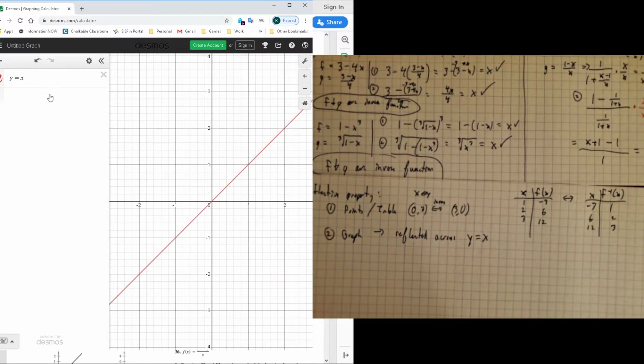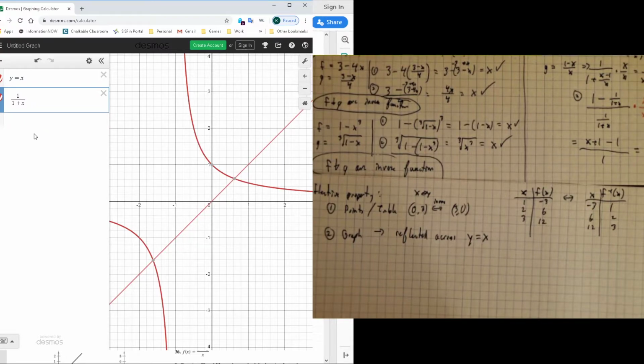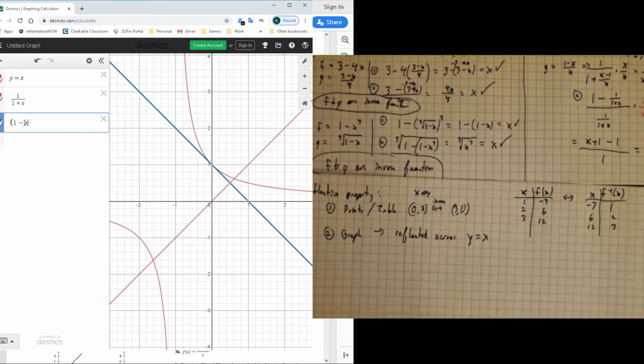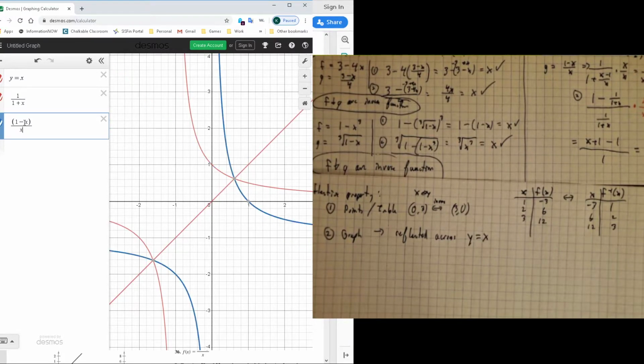Showcasing now number 8 for the same reason. On number 8, this one's a little different because it's bounded by very specific regions. So let's look at 1 divided by 1 plus x as the first graph, and then the second graph as it was 1 minus x over x.